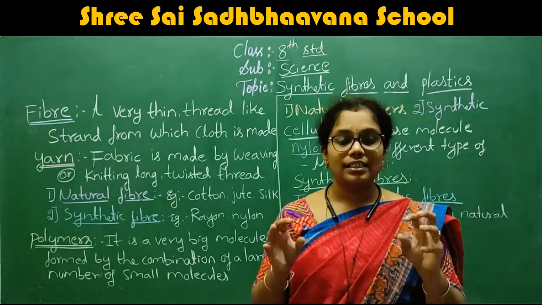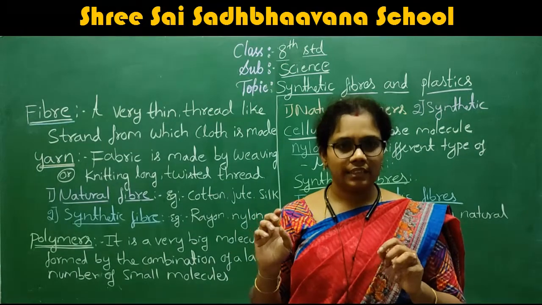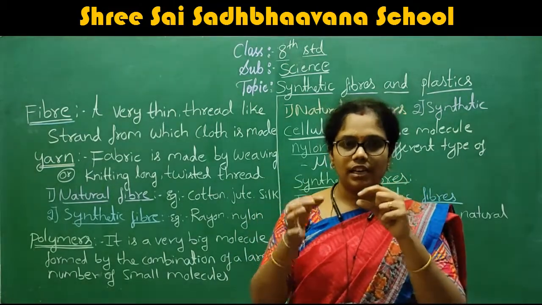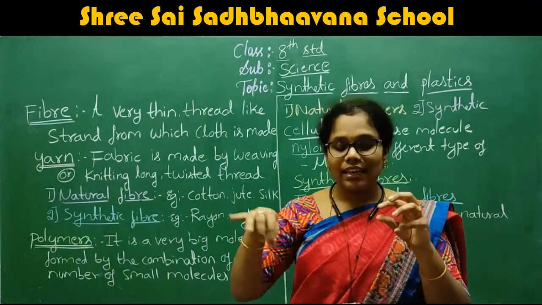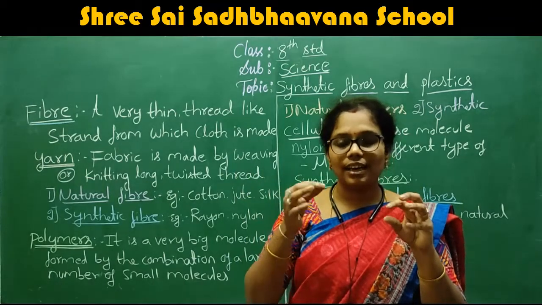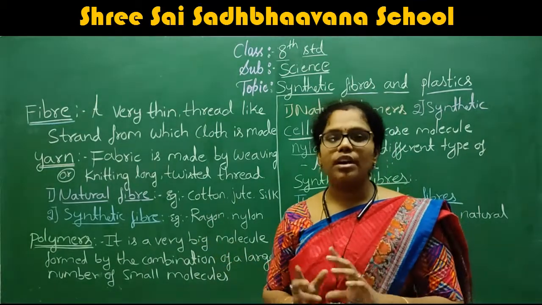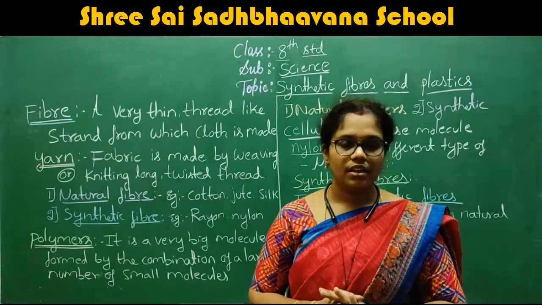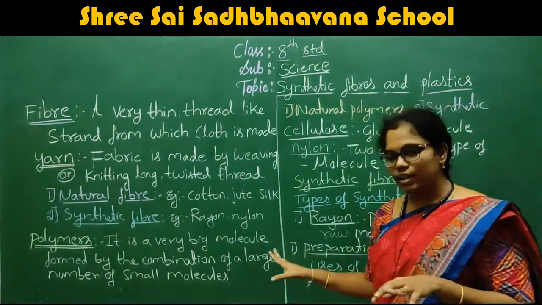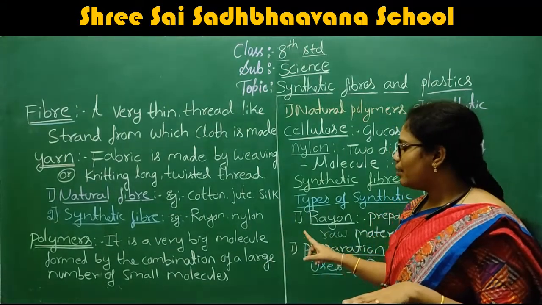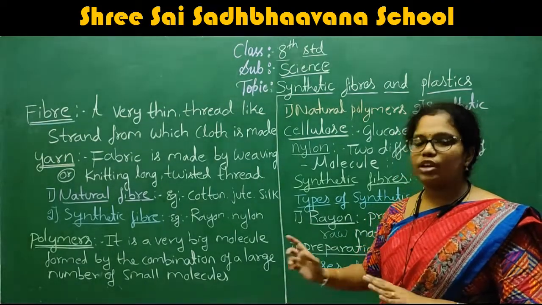If you see polymers, the best example is any long pearl chain set. In that, one pearl is attached to another pearl by the use of the thread. Like the thread-like arrangement of the pearls, or the thread-like arrangement of the monomers, we call it a polymer. And that process is called polymerization. What is the definition of polymer? It is a very big molecule formed by the combination of a large number of small molecules. Those small molecules we call monomers.